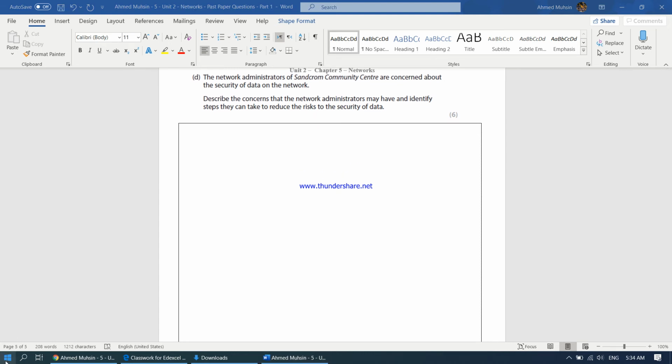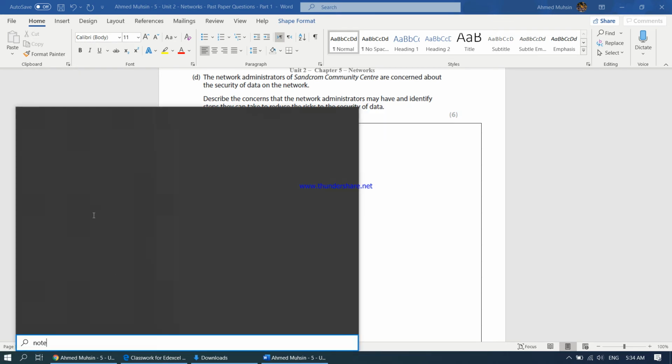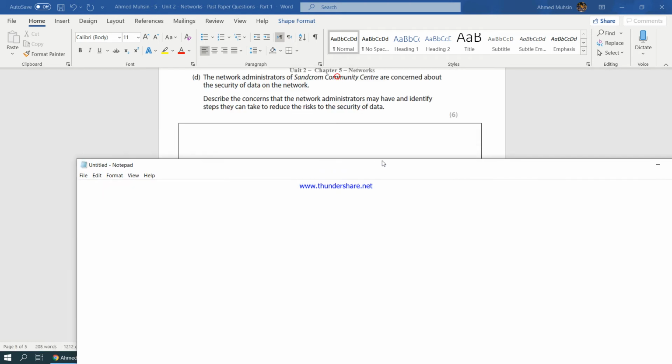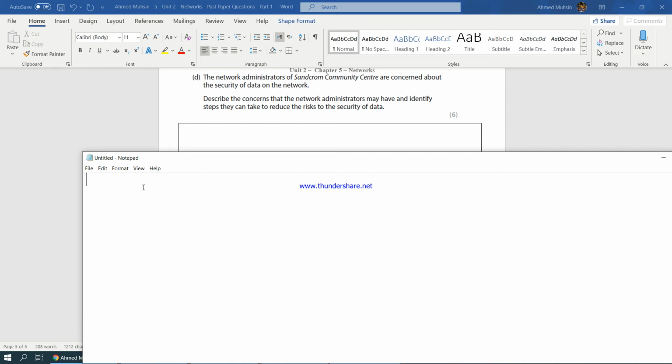So over here, it's always good to do a simple mind map. So I'm going to open Notepad over here, and what I'm going to do is identify a few concerns that they should be having and a few solutions. So concern number 1 is viruses. Okay, so let me do it like this. The first problem is viruses, and the solution is antivirus software. Also, they'll have to regularly update the virus database. Okay, so these are solutions for viruses.